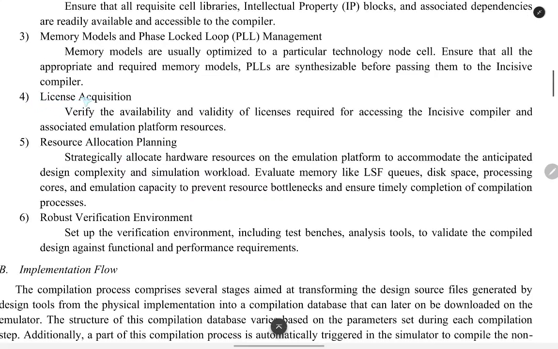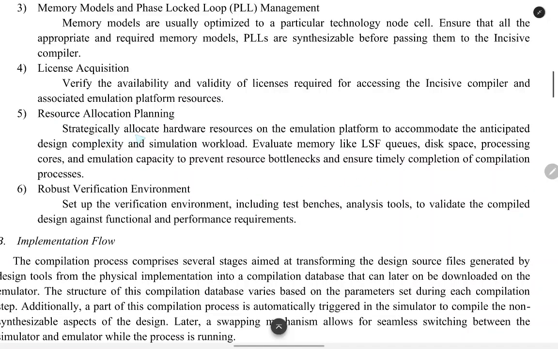4. License acquisition. Verify the availability and validity of licenses required for accessing the Incisive compiler and associated emulation platform resources. 5. Resource allocation planning. Strategically allocate the hardware resources on the emulation platform to accommodate the anticipated design complexity and simulation workload. Evaluate memory, LSF queues, and disk space, the processing cores, and emulation capacity to prevent resource bottlenecks and ensure timely completion of compilation processes.